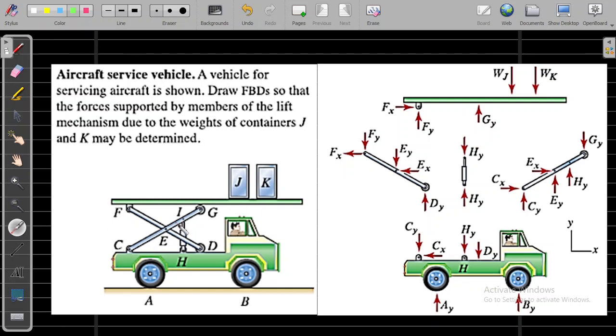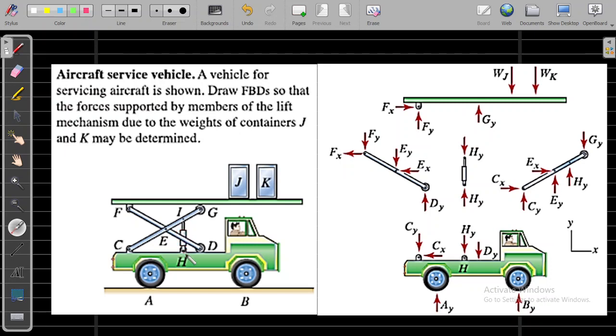Okay, so if you look at the question, you will see that at this point F, the joint F, a pin is connected. At point C there is also a pin connection. At point E there is a pin connection. At point G, there is a roller. At point D there is also a roller, and at point H there is a connection of the hydraulic cylinder.